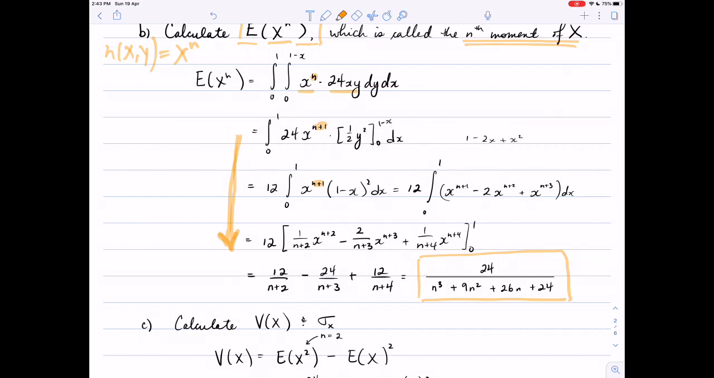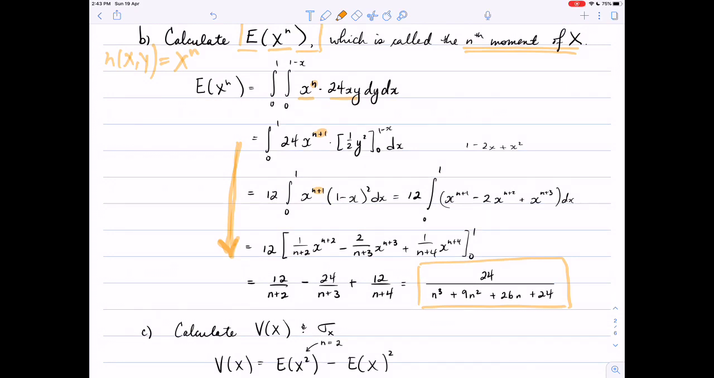So whenever we put in an n value, if we put in n equals 1, and you should check this, then you have E of X, and that we calculated before. It is 2/5. So try it right now. Plug in n equals 1, and you should see that you get the same value here. So let us go to part C.